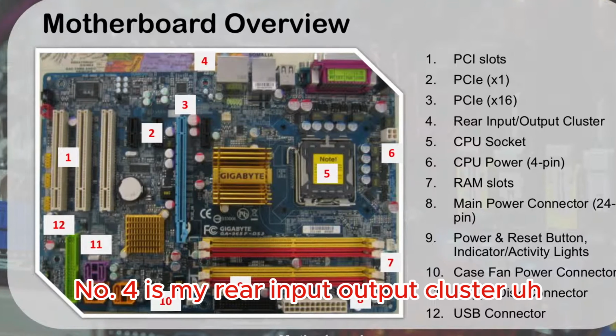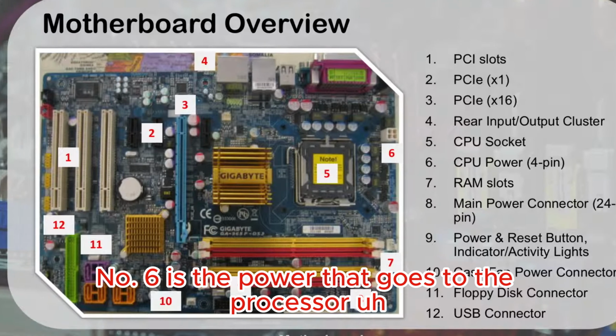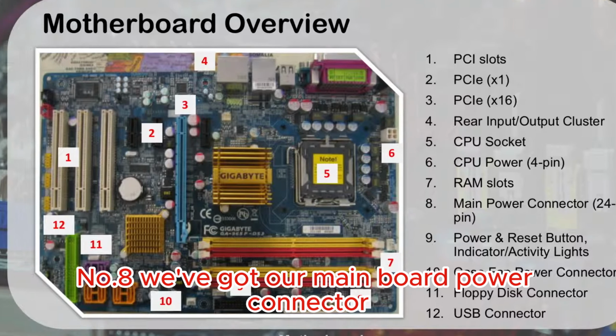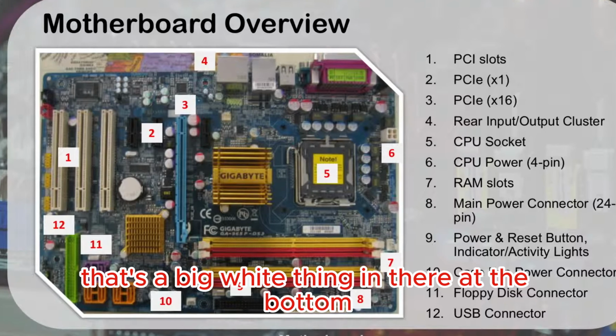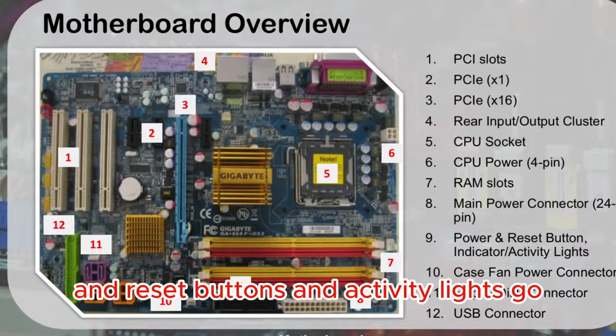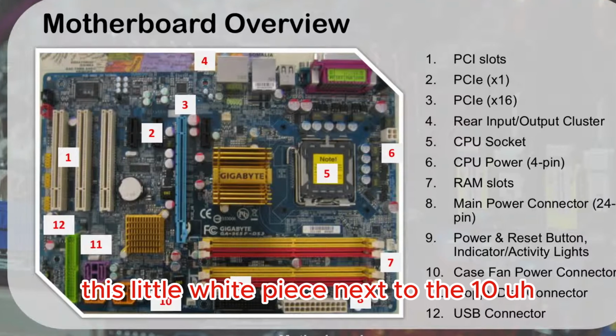Number 4 is my rear input-output cluster. Number 5 is my processor. Number 6 is the power that goes to the processor. Number 7, we've got our RAM slot, which is memory. Number 8, we've got our main board power connector. That's that big white thing there at the bottom. Number 9, this is where our connectors for our power and reset buttons and activity lights go. Number 10 is a K-stand port, this little white piece next to the 10.